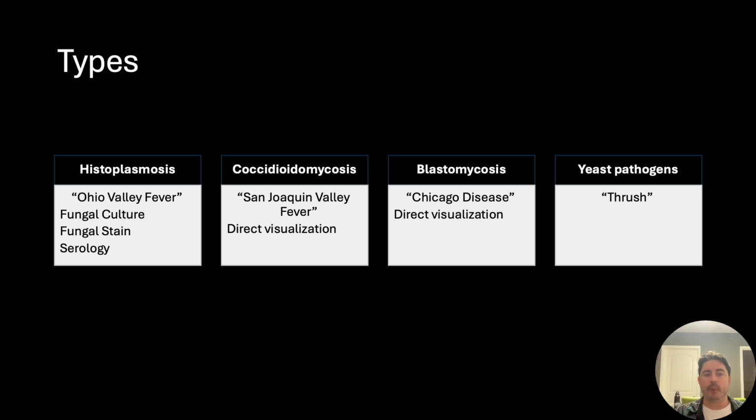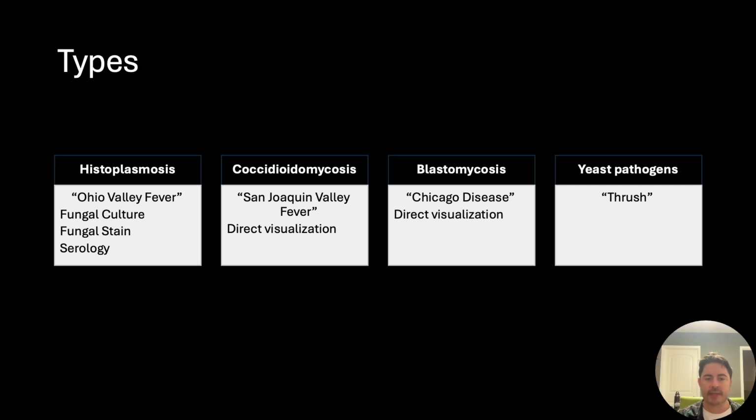So when we break this down, there's actually 4 different types of fungal infection. There's histoplasmosis, coccidioidomycosis, blastomycosis, and yeast pathogens. So these are the 4 major types of fungal infection.